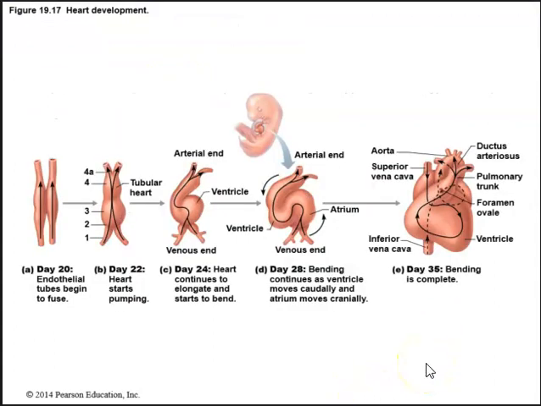So here we see the heart development sequence of events starting at day 20. We can see that endothelial tubes will begin to fuse. By day 22, the heart starts pumping. At day 24, the heart continues to elongate and then starts to bend. This bending continues at day 28 as the ventricle will move caudally, or towards the tail, and the atrium will move cranially, or towards the head. And by day 35, bending is complete, and we can see the basic structures of the heart.